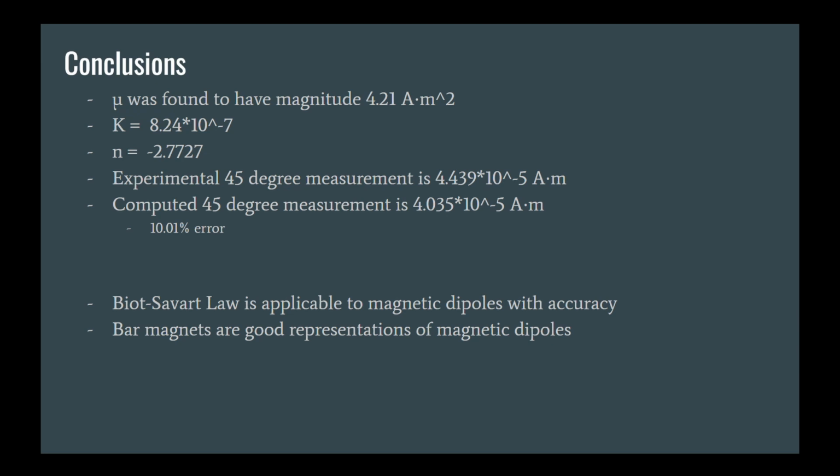So, in conclusion, we found that the mu is found to have a magnitude of 4.21 amp per meter squared, k is 8.24 times 10 to the negative 7, and n is negative 2.7727. And between our experimental and computational 45-degree experiment, we had a 10% error. All in all, we found that the Biot-Savart law is applicable to magnetic dipoles with accuracy, and that bar magnets are good representations of magnetic dipoles.